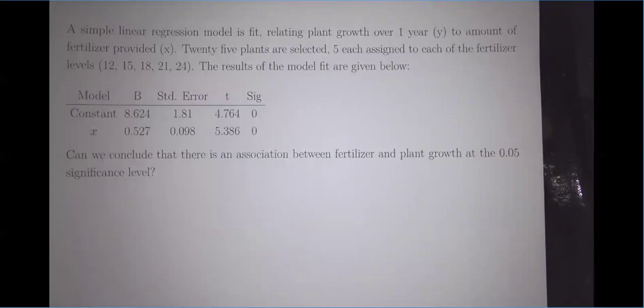A simple linear regression model is fit, relating plant growth over 1 year to the amount of fertilizer provided. 25 plants are selected, 5 each assigned to each of the fertilizer levels. The results of the model fit are given below. And we want to know if we can conclude that there's an association between fertilizer and plant growth at the 0.05 significance level.